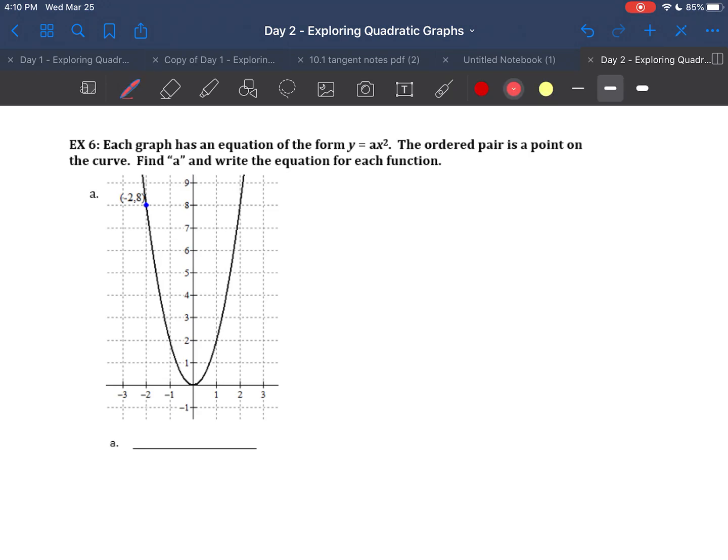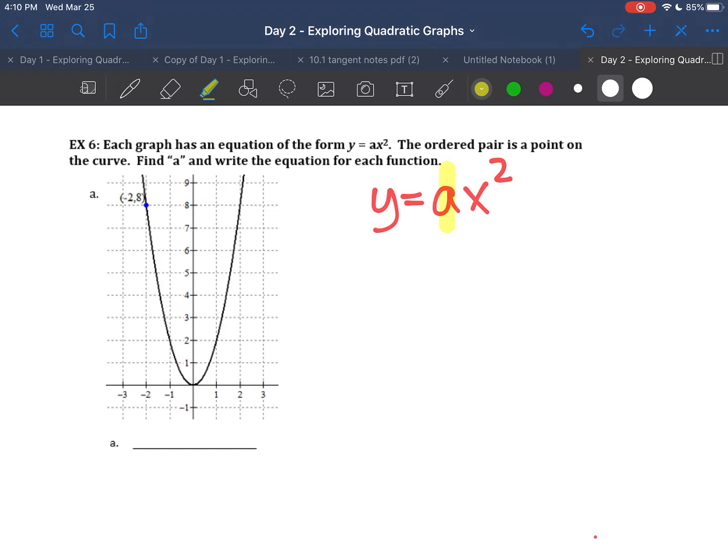Okay, so I am starting with this format. Let me try to make that a little bit better. Let me just start over here. So start with your y equals ax squared. Okay, so that's what I'm trying to plug into. So I need to come up with what number is the a value.